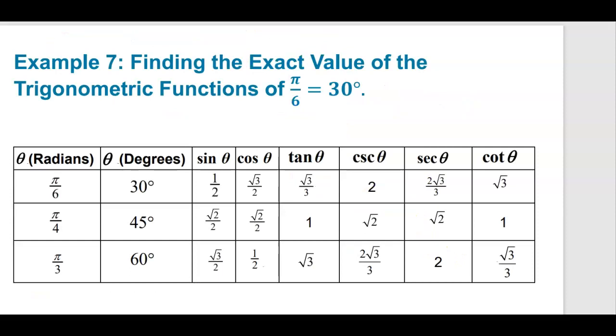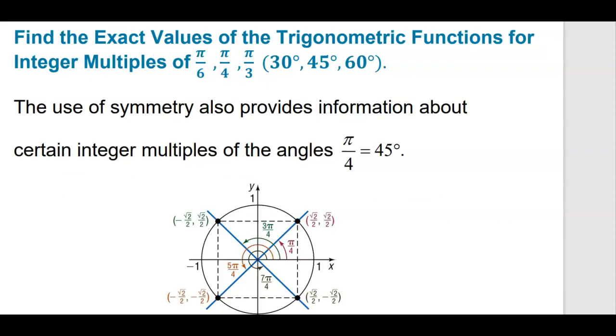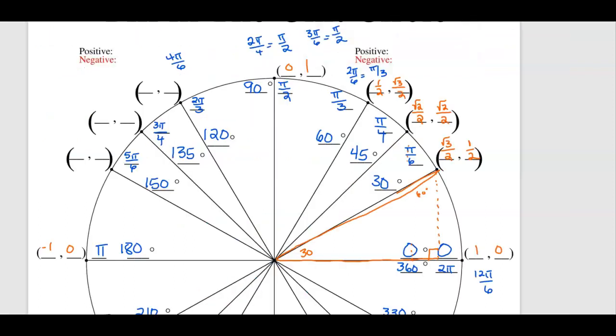Now this slide just summarizes the 6 trigonometric values for pi over 6, pi over 4, and pi over 3. So next we're going to talk about how we fill out the rest of the unit circle. So I'm going to go back to our blank, well, semi-blank unit circle at this point, and let's talk about how we fill out the rest of it. So basically we're going to use properties of symmetry to figure out what these values are.